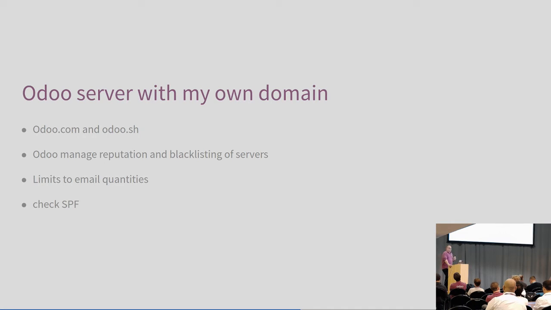How to use your own domain: how to use Odoo to send emails with your own domain name on odoo.com and odoo.sh. Odoo manages the reputation and the blacklisting of servers, so you can safely rely on those mail servers. When you create an instance on the SaaS, you cannot send as many emails as you wish. There are limits on emails, and when you reach those limits, you need to ask the support to set this limit a bit higher.